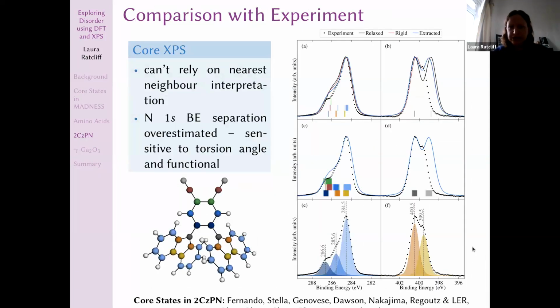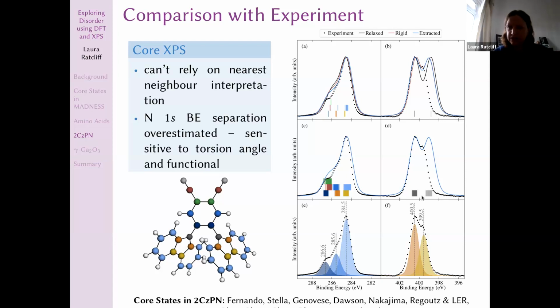How does this compare to experiment? Just like with our aromatic amino acids, we found we can't really rely on a nearest neighbor interpretation. If we look at our experimental spectra at the bottom and the peak fitting, for the carbon 1s, we end up with three broad carbon peaks, but these are hiding different combinations of carbon atoms, which were not necessarily the ones we expected before doing the calculation.